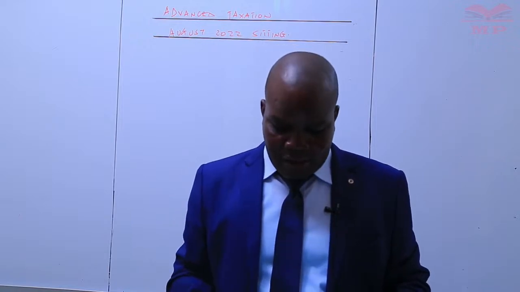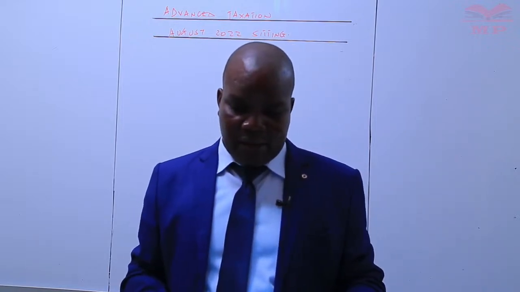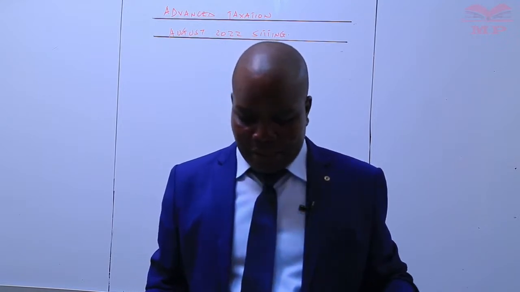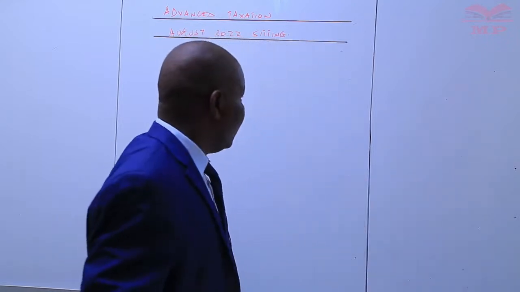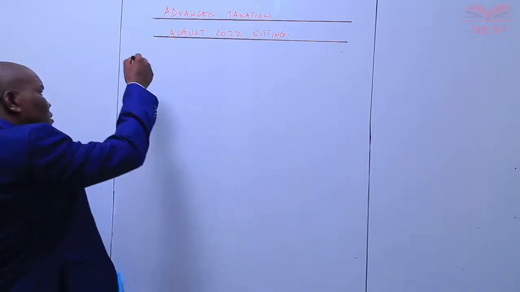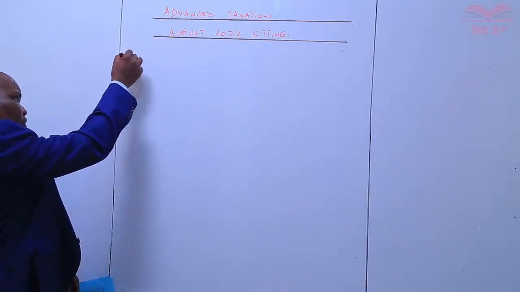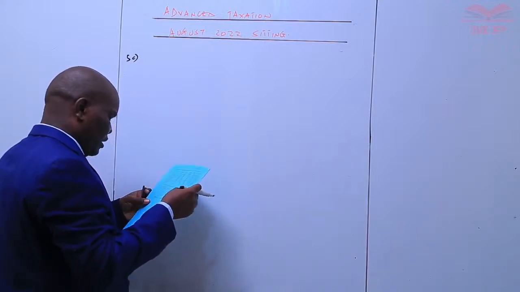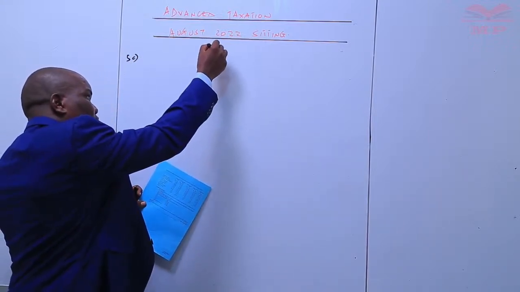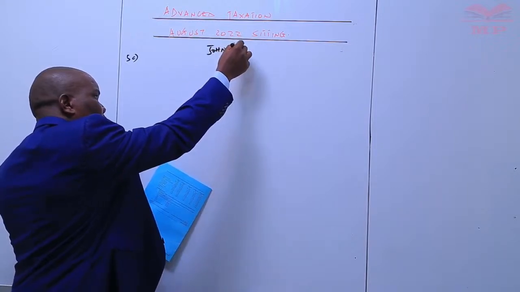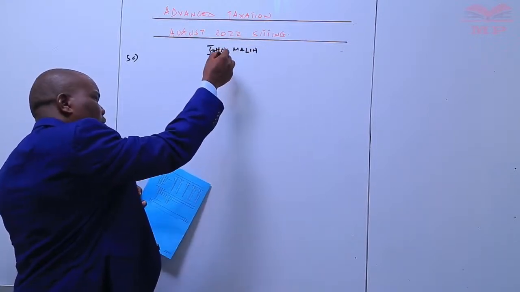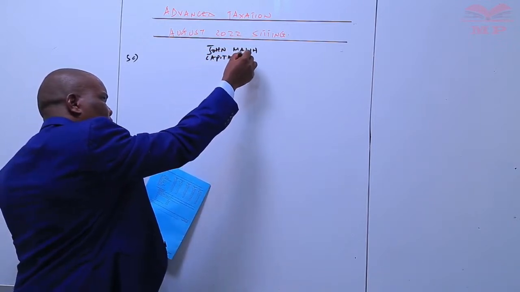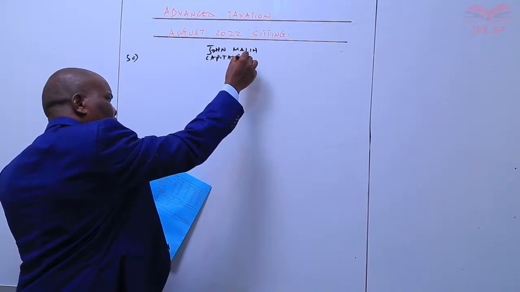So here, in short, we have to prepare a capital statement for the 4-year period to work out the taxable income. This is what we do. So we are answering question 5C. The taxpayer in question is John Malley. So we write here John Malley. We are preparing capital statement.